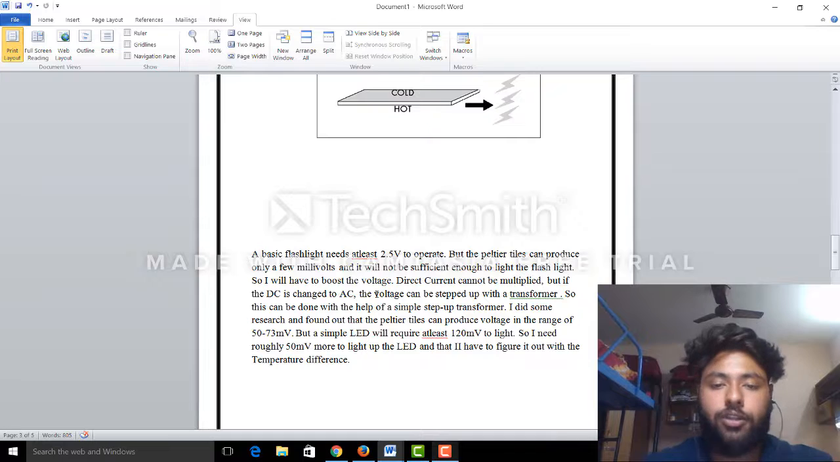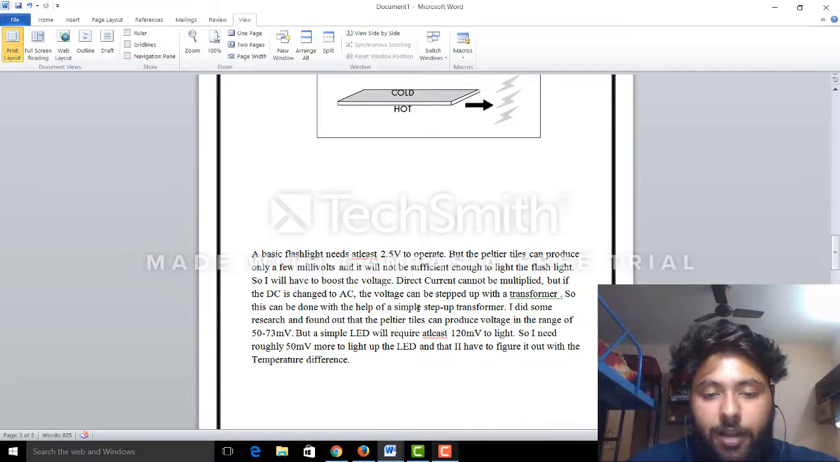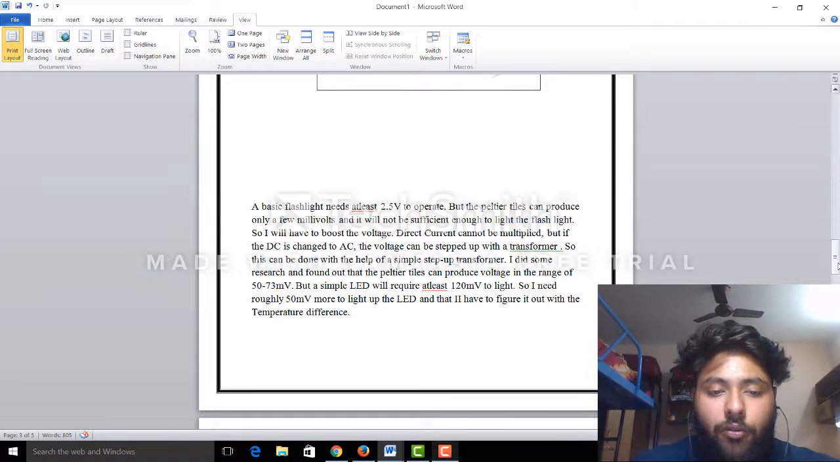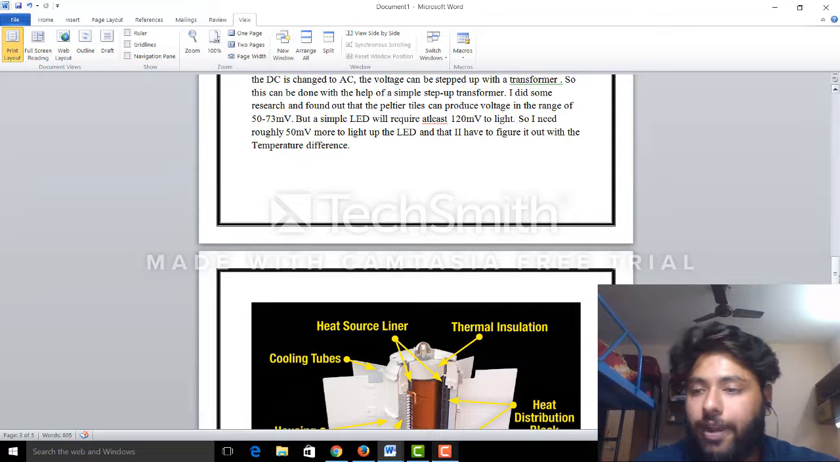So I have decided to boost the voltage. Direct current cannot be multiplied, but if the DC is changed to AC, the voltage can be stepped up with a transformer. This can be done with the help of a simple step-up transformer. I did some research and found out that Peltier tiles can produce voltage in the range of 50 to 73 millivolts, but a simple LED requires at least 120 millivolts to light. So I need roughly 50 millivolts more to light up the LED, and I have to figure out with what temperature difference. The temperature difference already figured out is 5.